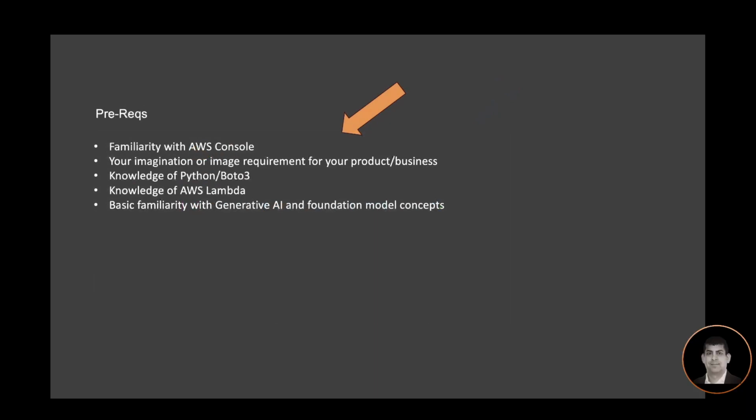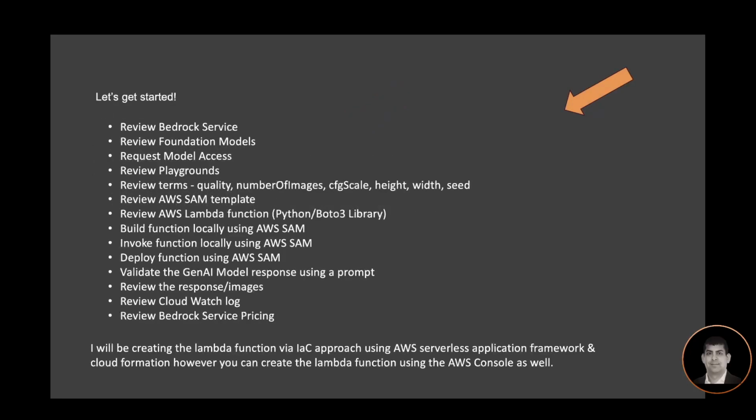Prerequisites for this workshop are familiarity with the AWS console, your imagination or image requirement for your product or business, knowledge of Python Boto3, knowledge of AWS Lambda function, and basic familiarity with generative AI and foundation model concepts. Let's get started. We'll review the Bedrock service, we'll review the foundation models, we'll request model access, we'll review the playground provided by Amazon, we'll review some key terms like quality, number of images, CFG scale, height, width, and seed. Review the AWS SAM template and Lambda function written in Python Boto3. Build the function using AWS SAM, and then invoke the function and deploy the function using AWS SAM.